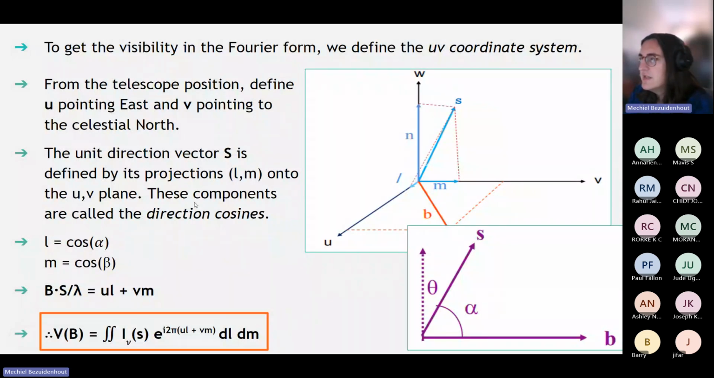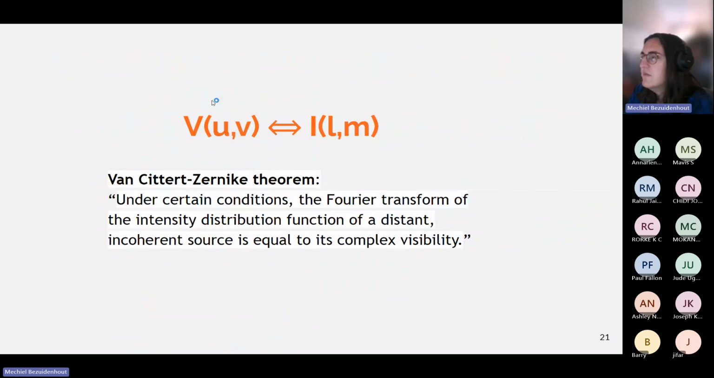So this shows us that the visibility in UV space is a Fourier pair with the intensity in LM space. And this is called the central theorem of radio interferometry, the van Cittert-Zernike theorem, and it states that under certain conditions, the Fourier transform of the intensity distribution I of a distant incoherent source is equal to its complex visibility.